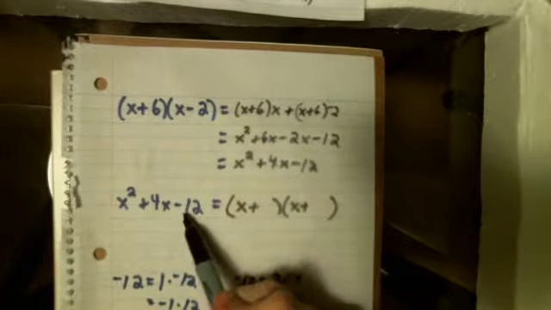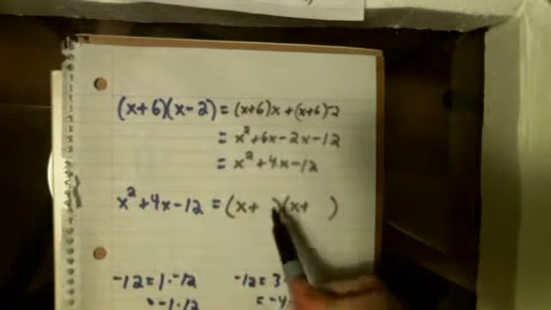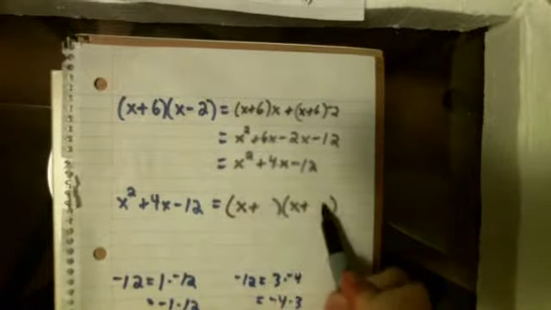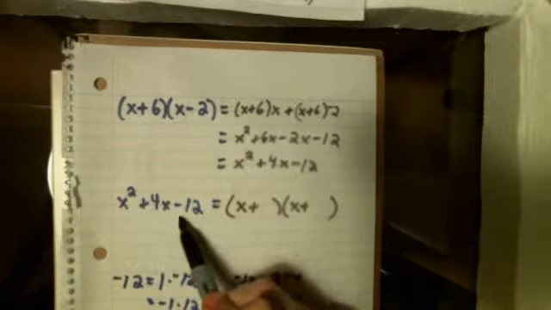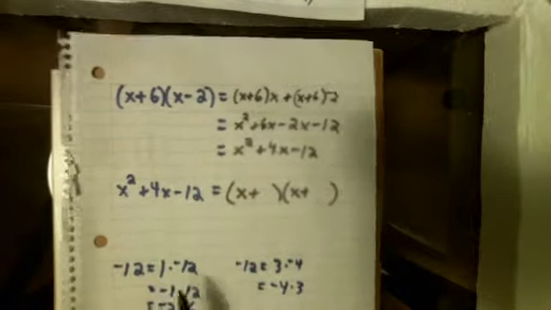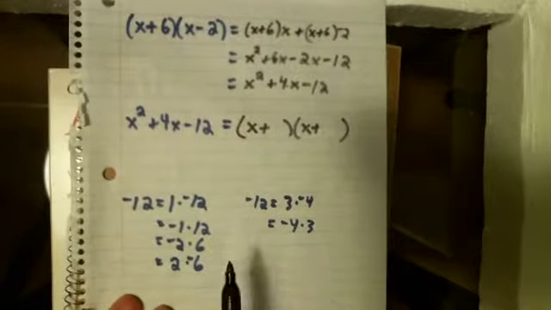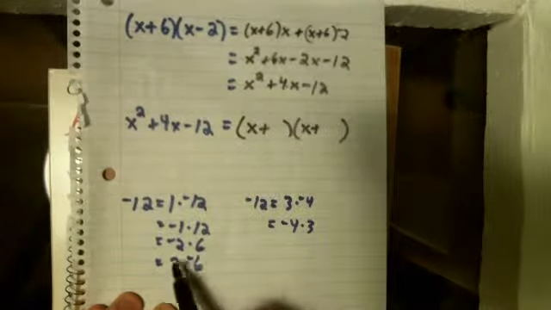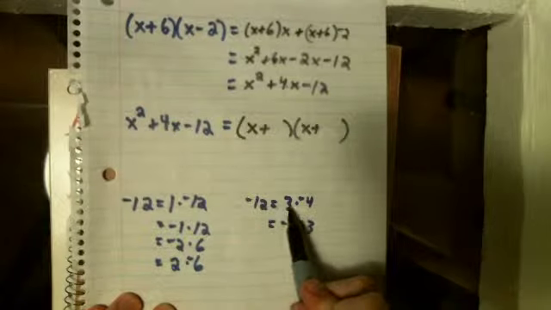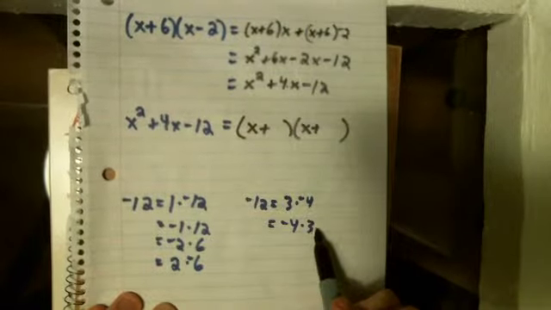So if we were working in reverse and we wanted to factor this and find what these numbers had to be, first of all, we've got to find factors of negative 12. So we find all those. I can write negative 12 as 1 times negative 12, or negative 1 times 12, negative 2 times 6, or 2 times negative 6, or 3 times negative 4, or negative 4 times 3.